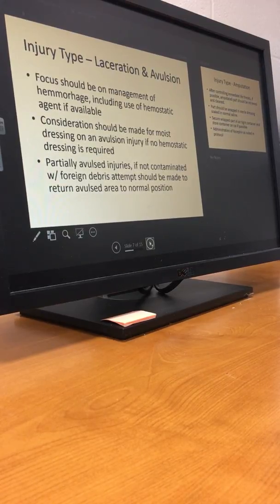Amputations, more severe injury type, obviously. After controlling immediate life threats, if possible, the amputated part should be retrieved and cleaned. The part should be wrapped in sterile dressing and soaked in normal saline. Secure the wrapped part in an airtight container and store the container on ice if possible. As mentioned earlier, looking long-term, the new protocols do include administration of Rocephin as an antibiotic to hopefully stem any long-term consequences.